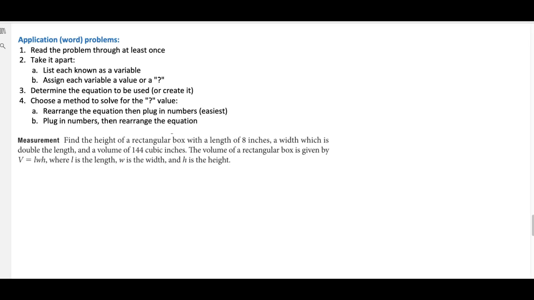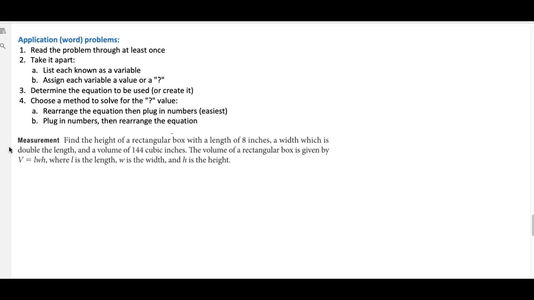Determine the equation that's going to be used and write it down. Or sometimes you have to create the equation, and we'll get to that later. And then you want to choose a method to solve for the question mark. So you're going to rearrange the equation and then plug in the numbers like we just did in the previous ones, which I believe is easier. Or you can plug in the numbers and then rearrange the equation.